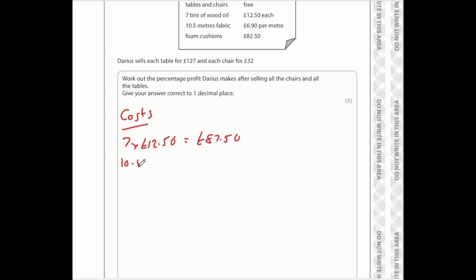We've got 10.5 lots of £6.90. That comes to £72.45. And we've got £82.50 for the cushions. So the total cost is going to be these 3 figures added together, and that comes to £242.45.